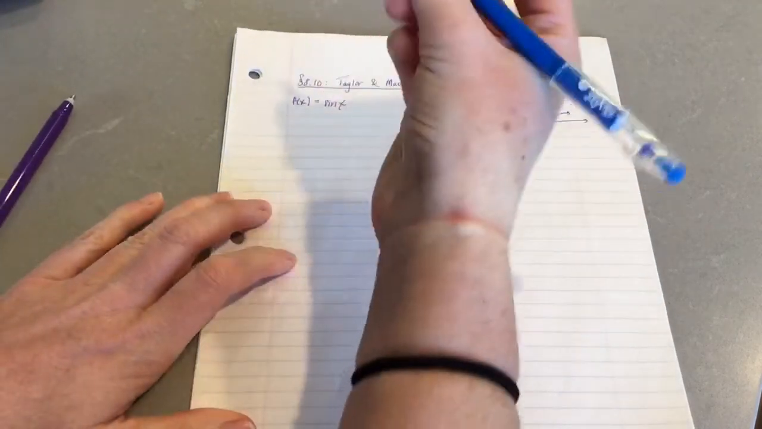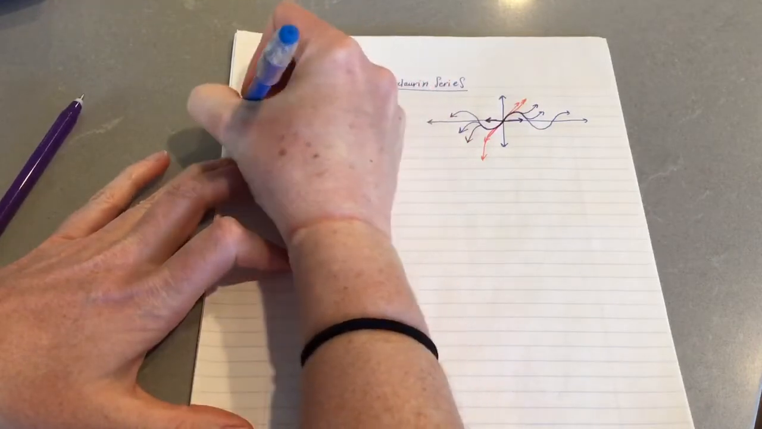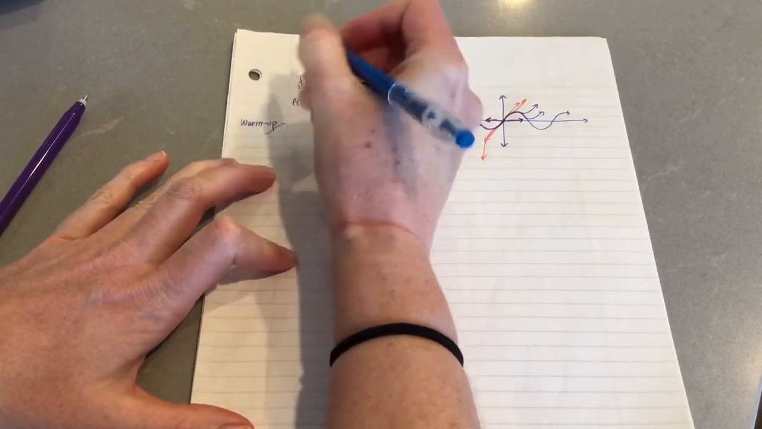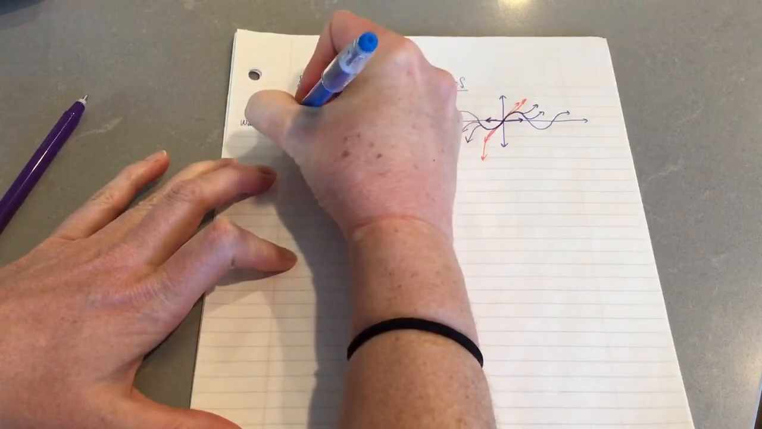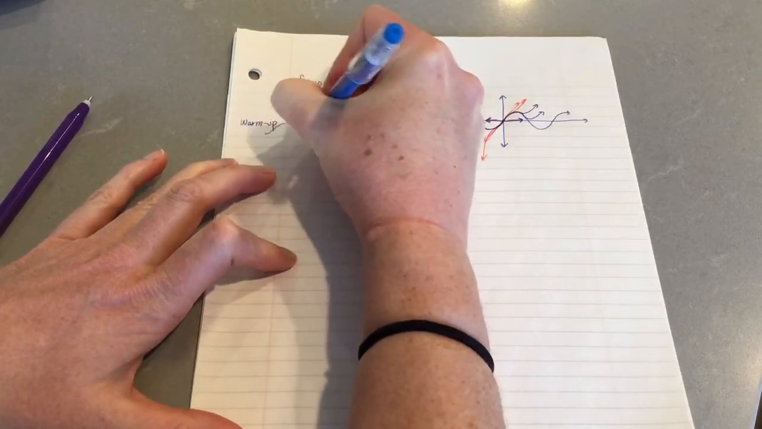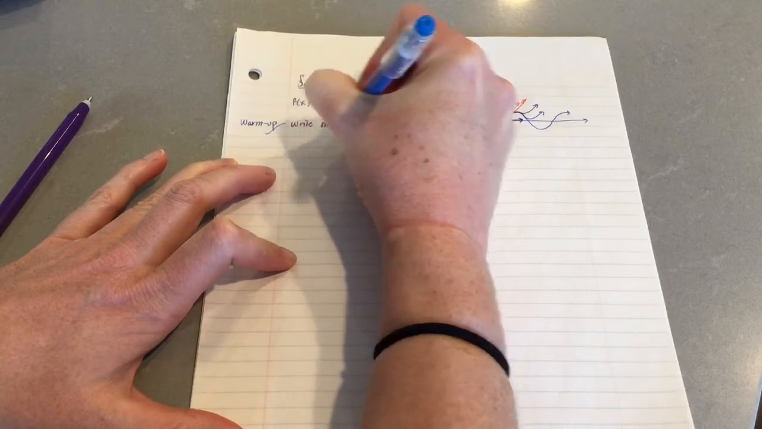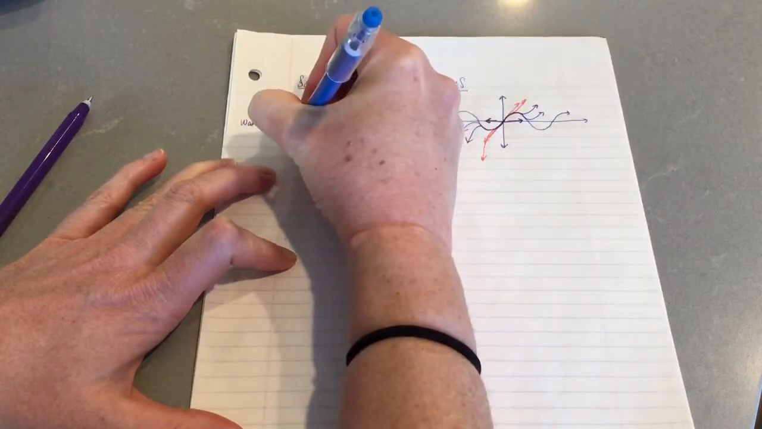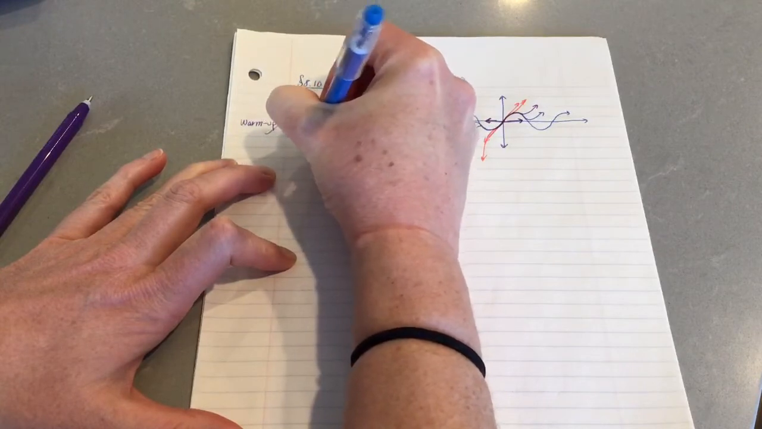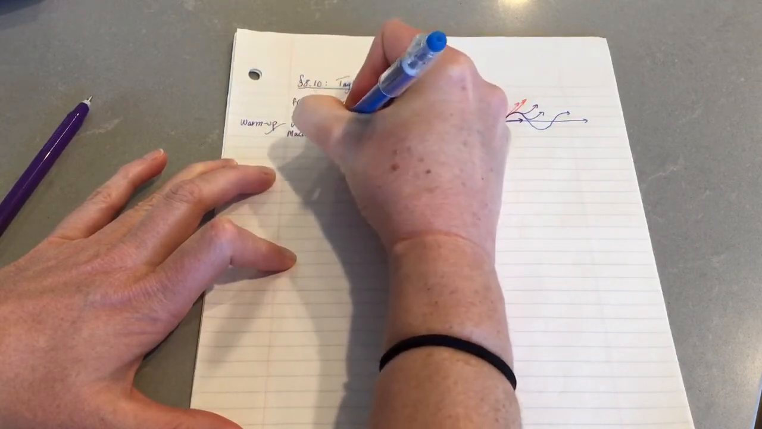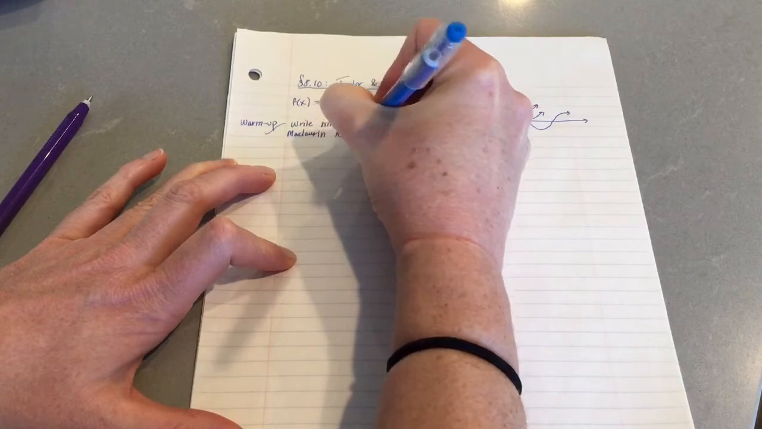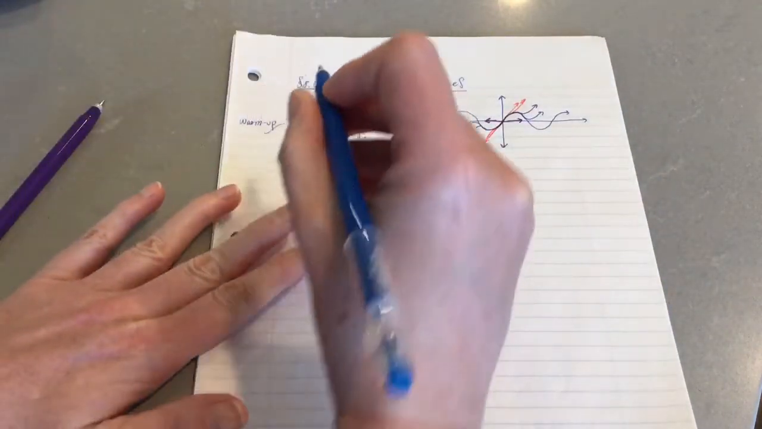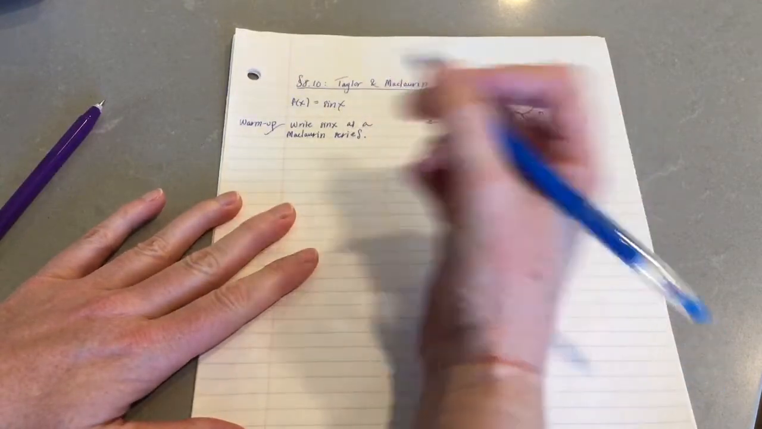So as a warm-up problem, let's say I ask you to write sine of x as a Maclaurin series. Okay, so where is a Maclaurin series centered? Centered at 0, it's my favorite thing. And so how would we go about this?